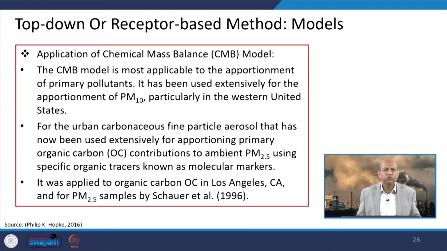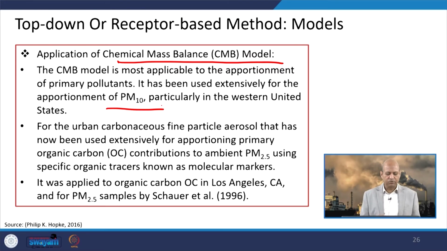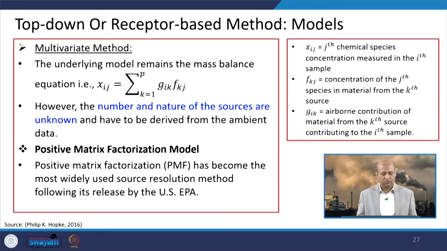So, when we go for this top down or receptor based modeling, that is the CMB or chemical mass balance modeling, for example we go for PM10 apportionment. In PM10, whether elemental carbon, organic carbon or some heavy metals are present, or carbonaceous fine particles are there, it is quite usable with this CMB technique. Then there is another method, the multivariate method, and under that multivariate method you can use the positive matrix factorization model or PMF.